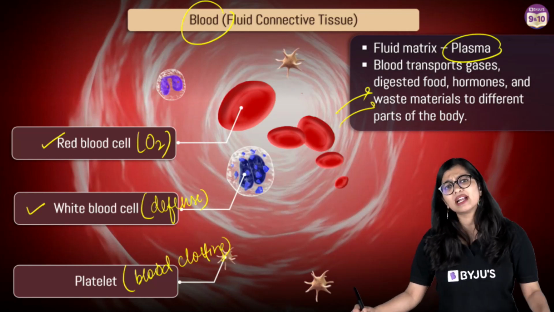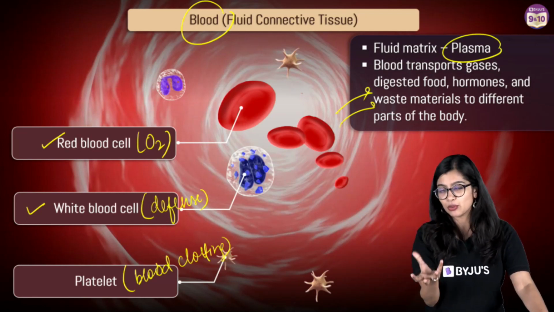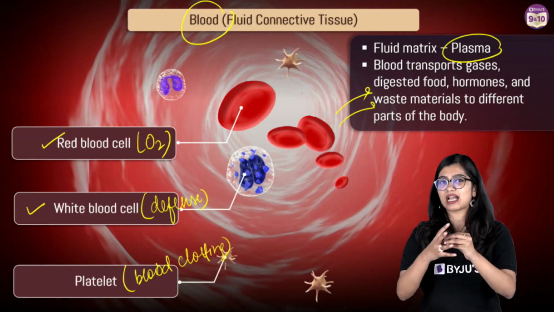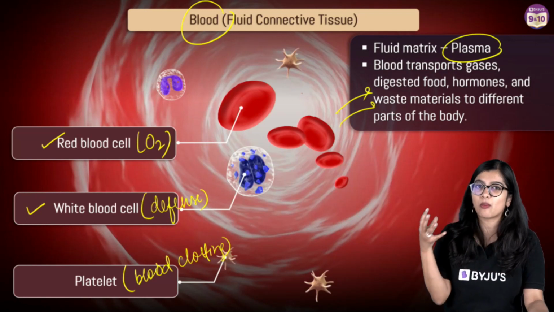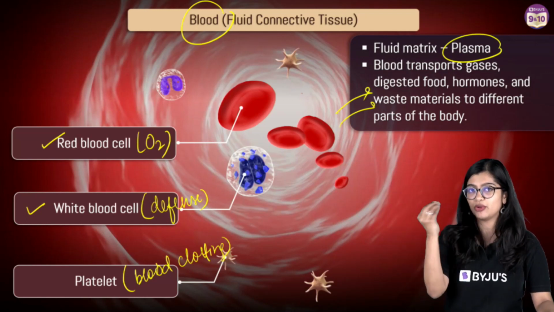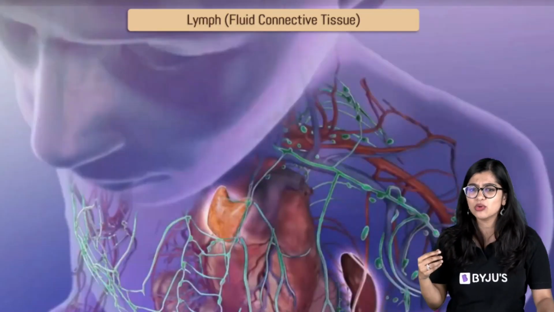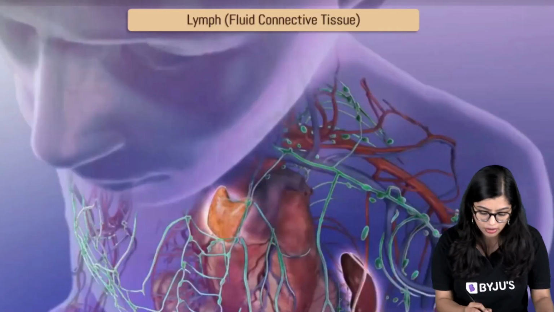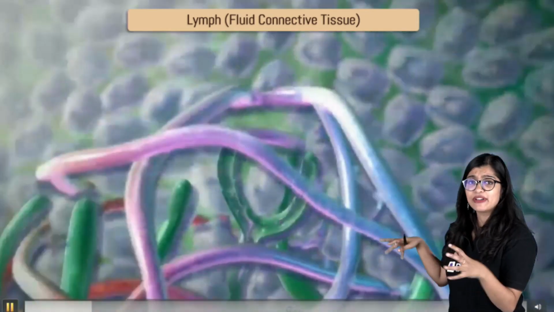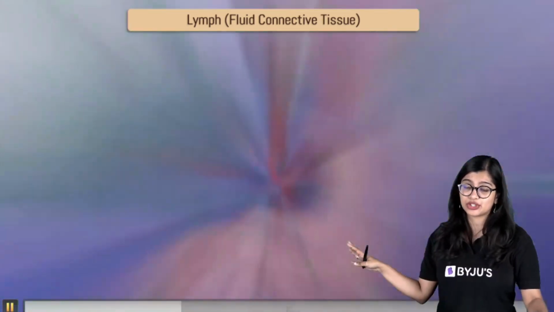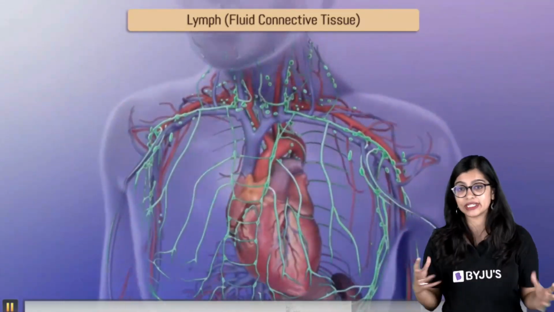But we also have another kind of fluid connective tissue, which is lymph. Lymph is a fluid connective tissue that originates with the help of your blood. There are times when some of the plasma and the white blood cells ooze out of the channels, the blood vessels, resulting in the formation of lymph. So lymph is also an important fluid connective tissue made up of plasma and white blood cells that play a very important role in the body's defense.